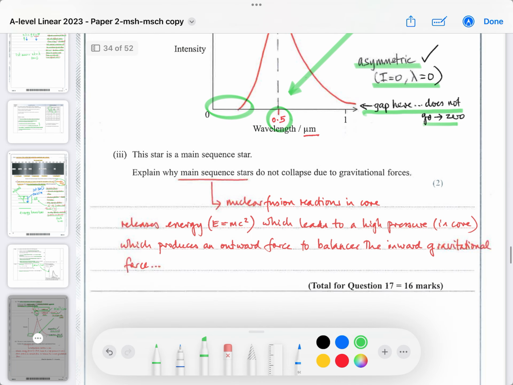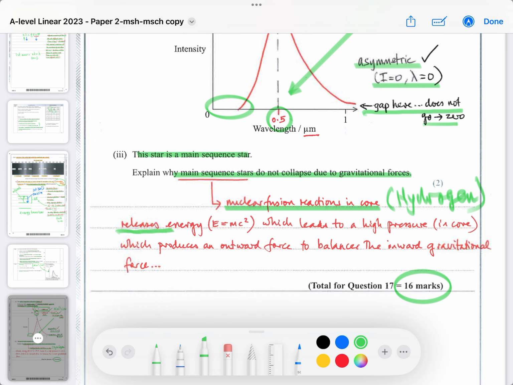Okay, finally the 16-mark question, big one, finishes with fusion. Main sequence stars are fusing hydrogen. Explain why main sequence stars do not collapse due to the gravitational forces, because obviously stars are massive. Yes, so nuclear fusion reactions occur in the core. You've got to say that. In main sequence stars, we're talking about hydrogen.